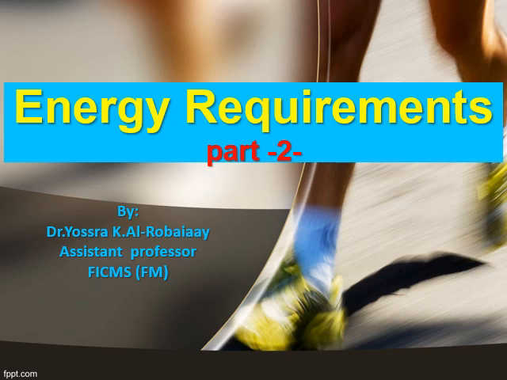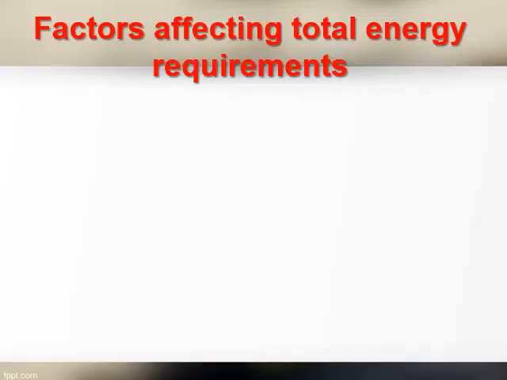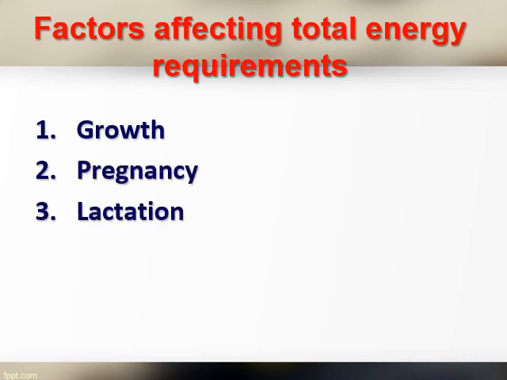Today I will continue talking about the energy requirements. As you know from the previous lecture, total energy requirement has three components, including basal metabolic rate, physical activity, and thermic effect of food. In addition to the main components, there are some other factors affecting total energy requirement. These are first growth, pregnancy, and lactation.